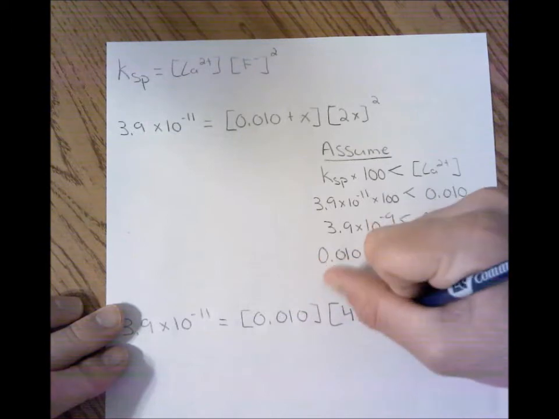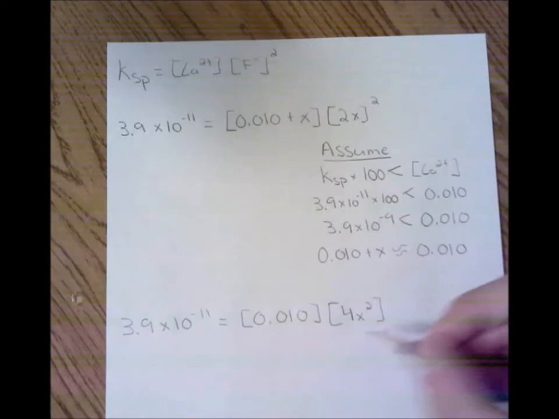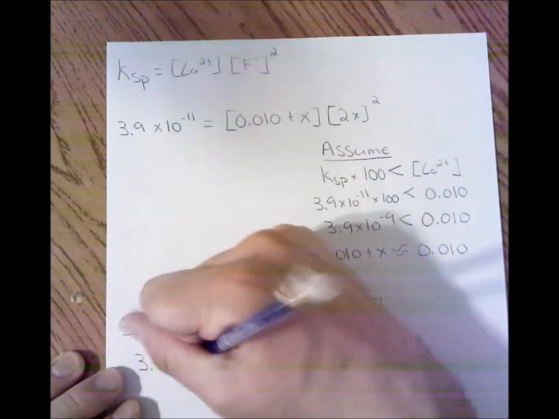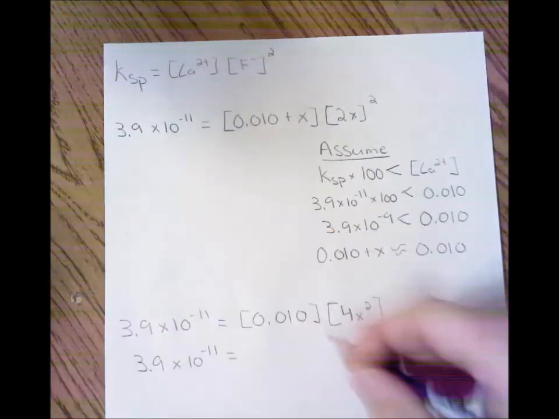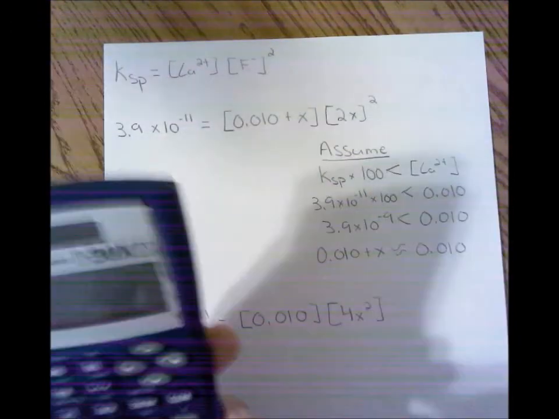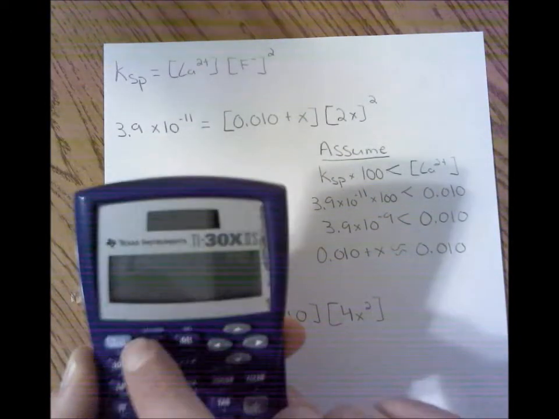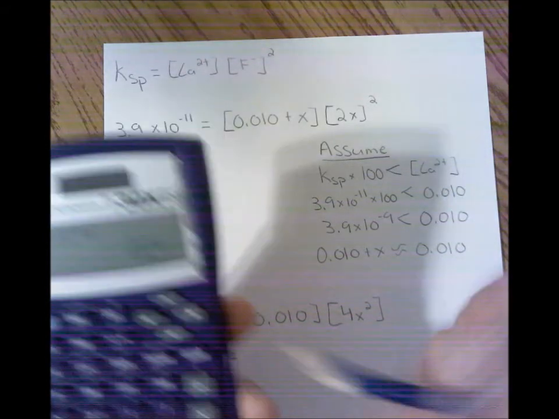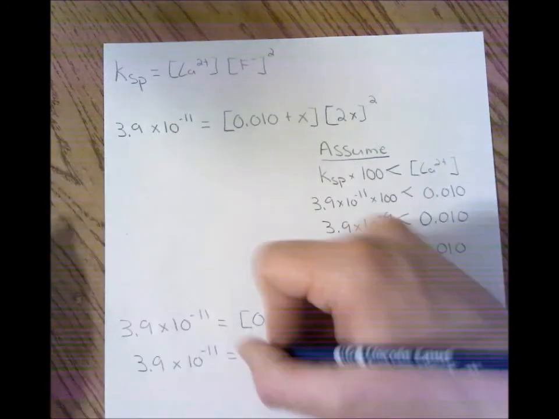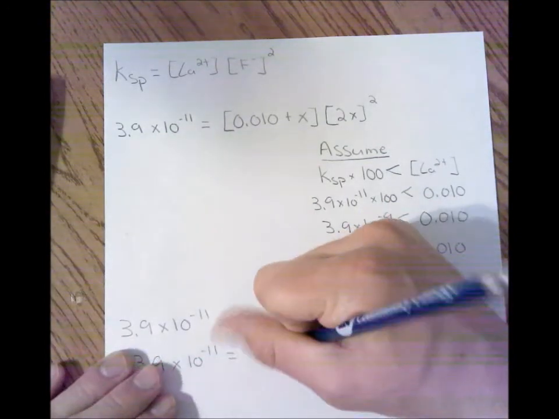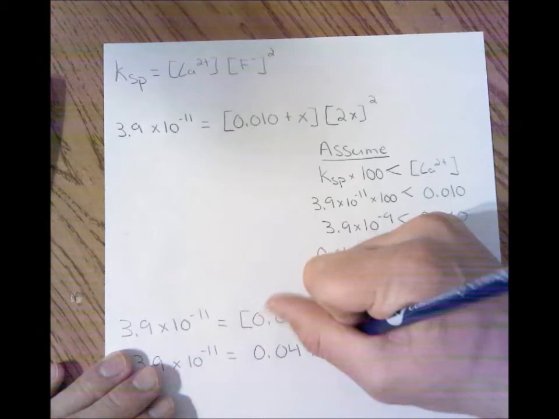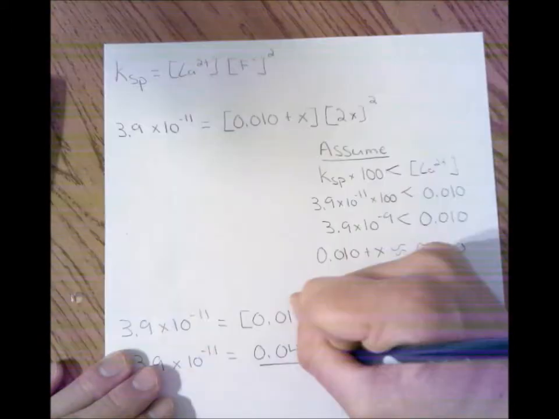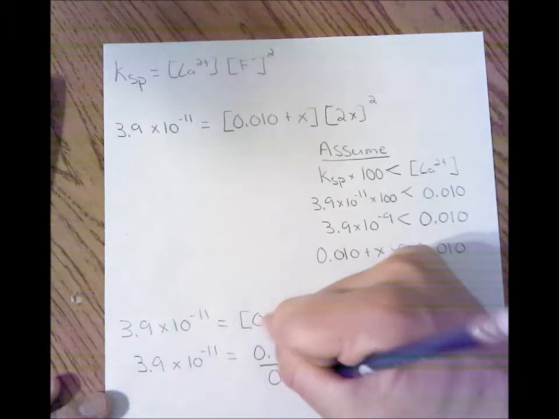So now what we have is this. I'm going to write down 3.9 times 10 to the negative 11th equals, and here's where I'm going to grab my calculator. I'm going to take it out of scientific notation. 0.01 times 4, I get a value of 0.04, and this would become 0.04 x squared. Now, I have to get x by itself, so I divide both sides by 0.04.